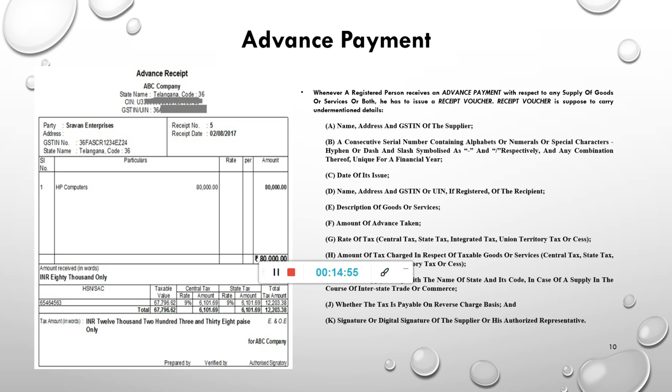Where any such receipt voucher is issued but subsequently no supply is made and no tax invoice is issued, the registered person who has received the advance payment can issue a refund voucher against such payment.